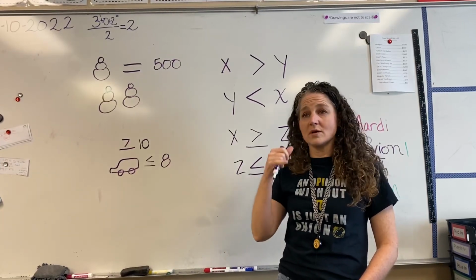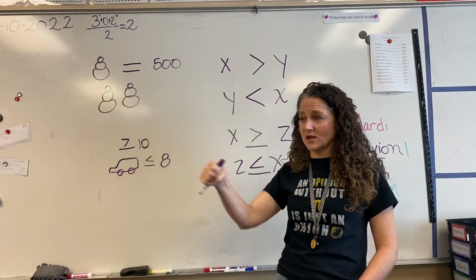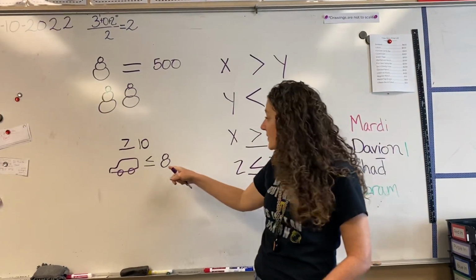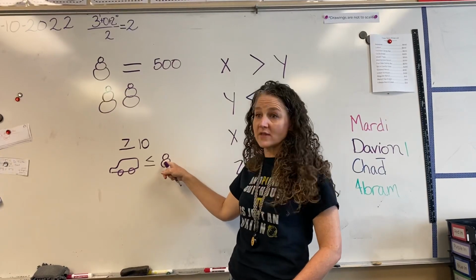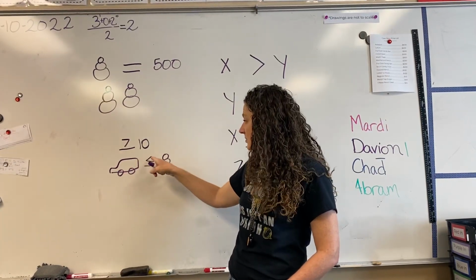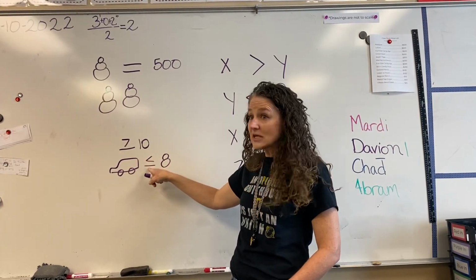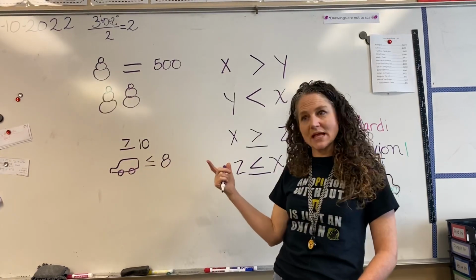The school bus people. Hey, Mrs. Barlow, we need you to pick up the people. But I can't have any more than 8. So the people that will fit in my Suburban are less than or equal to 8. Does that make sense?